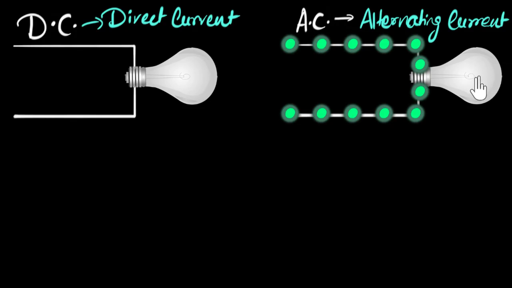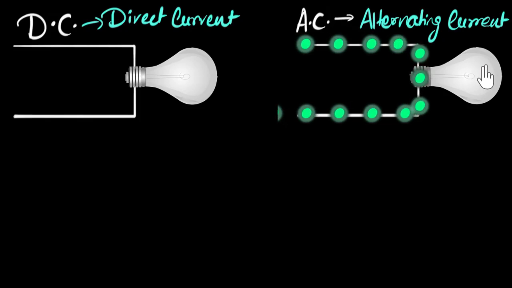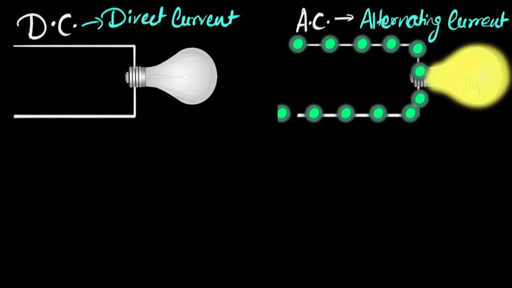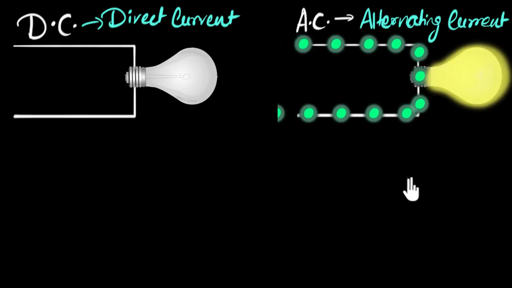Why doesn't the bulb completely switch off when the current goes to zero? Well, that's because, as you can see, the current comes back up very quickly. So it stops only for a fraction of a second. And so during that fraction, the bulb cools down just a little bit and then again heats up, cools down and heats up, cools down and heats up. And that's why we see the bulb flickering like this.